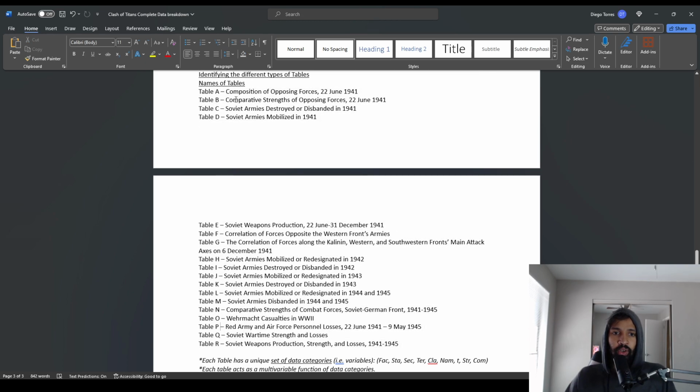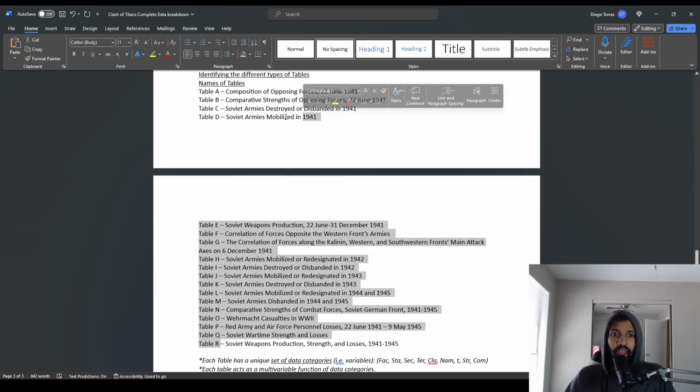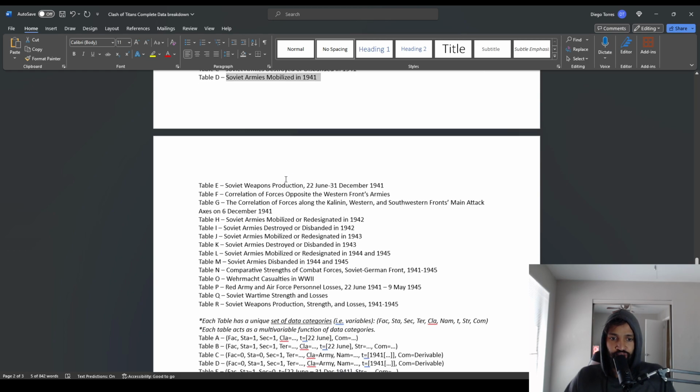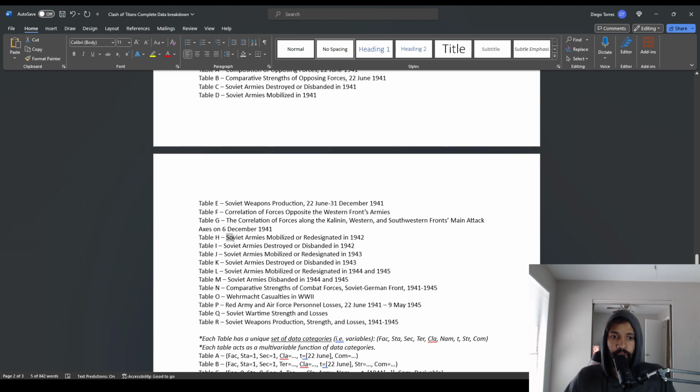And you can see here, A, B, C, D, E, F, G. There's about 24 tables, give or take. And I put in the names of each table. But the thing is that none of the tables really are identical. Some tables have similar structures. For example, tables H through M.